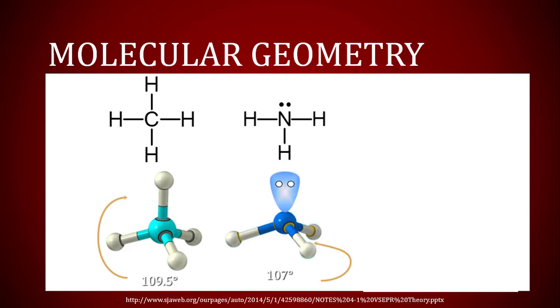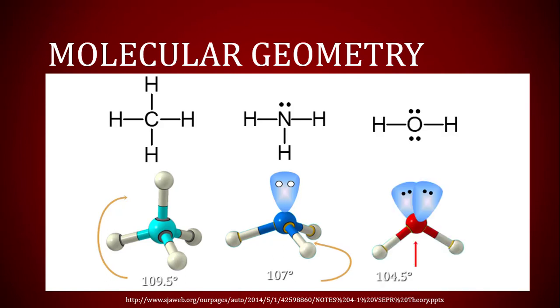109.5 degrees. Take a look at ammonia, which has 3 bonding domains and 1 non-bonding domain. Even though the electron domain geometry doesn't change, you notice that the bond angles are slightly less. And this trend continues with water, where you have 2 non-bonding domains and the angle is even smaller.